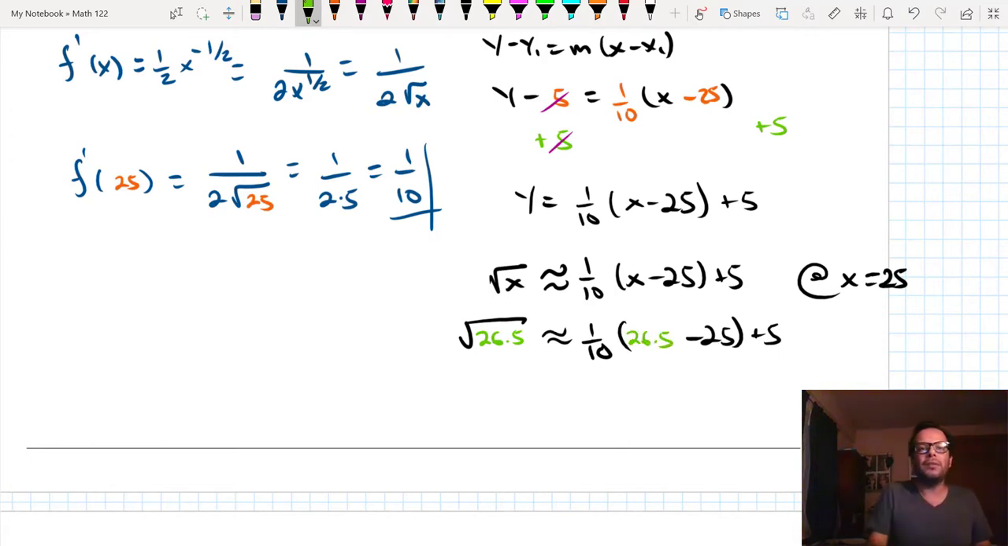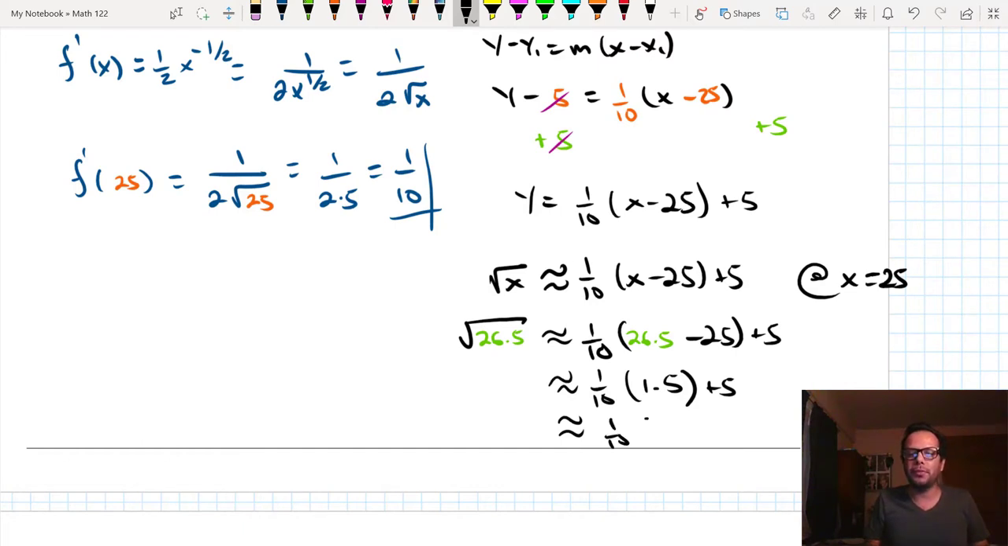And when we subtract these two numbers, what are we going to get? Okay, this is approximately 1/10 times 26.5 minus 25. That is going to give us 1.5, right? So plus 5, which is approximately, okay, I'm going to change this 1.5 to 3/2 because we are going to need this exact value. So we are going to have 3 divided by 20 plus 5.